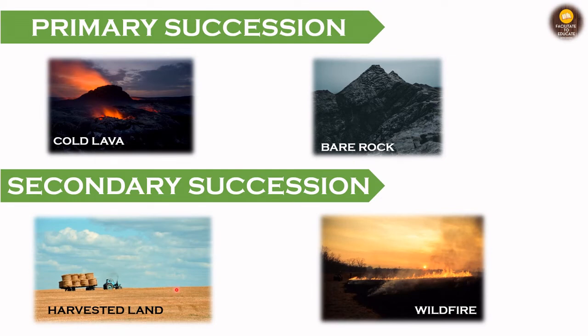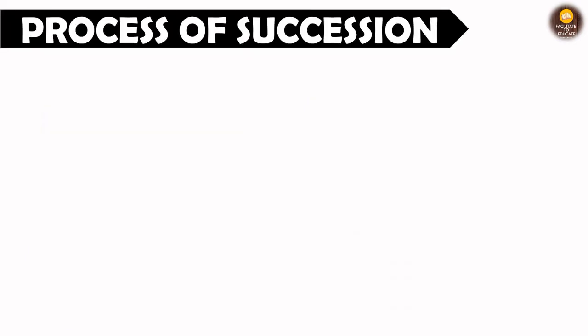The examples of secondary succession are harvested land. If a land has been harvested and it has been left like that, and then some species are growing there, that will be called secondary succession. Also, wildfires. If there is some kind of fire in an area or in the forest, then after the fire has ended, whatever species will come there and the succession will again start, it will be known as secondary succession.